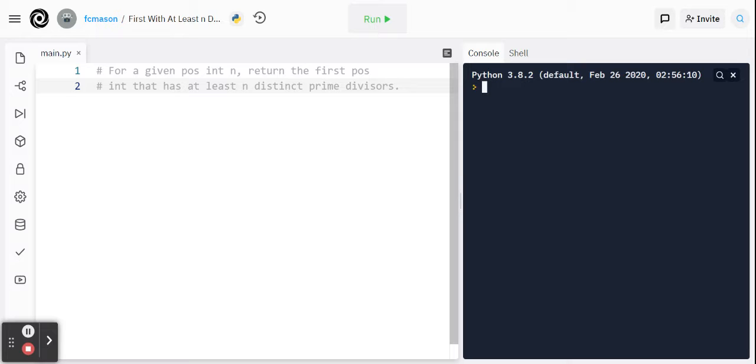Well, we need to be able to say whether some number is prime. That's not, of course, the entire problem here, but that's part of the problem. We need to know what numbers are prime, so let us write a function to do that. And then we also need to be able to count the number of distinct prime divisors of a given number. So we'll also write a function to do that. And then third, we'll write a function to find the first positive integer with at least n distinct prime divisors, which is the final task, of course, that we wish to carry out.